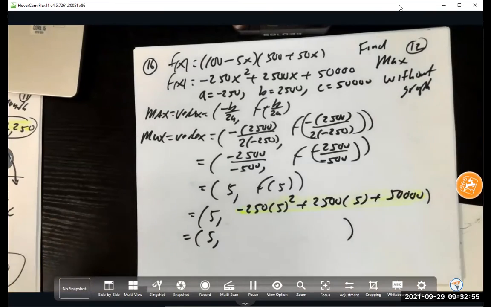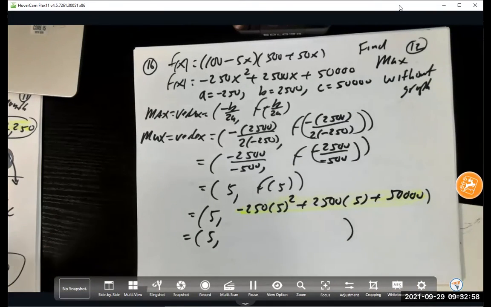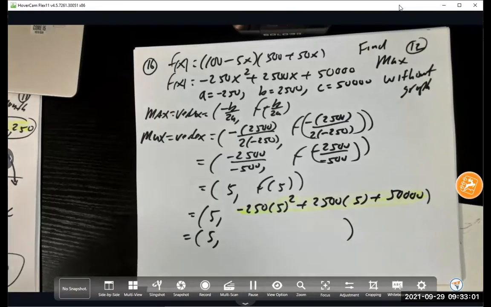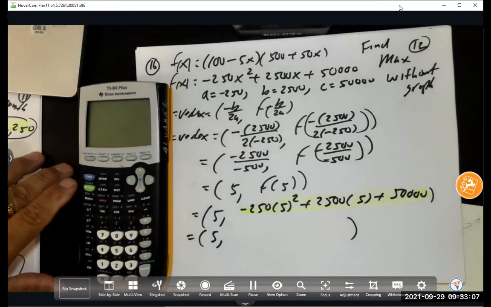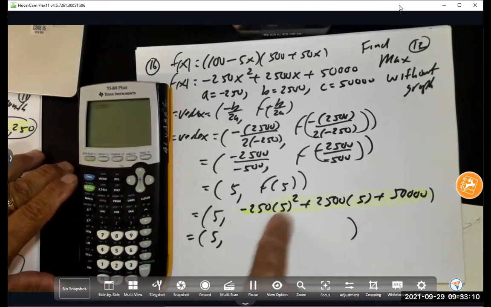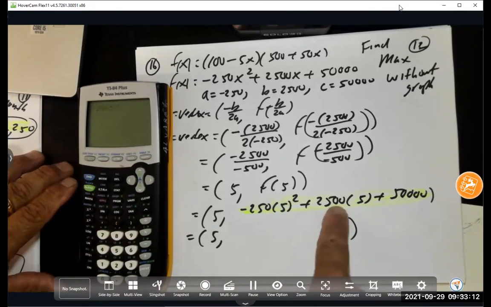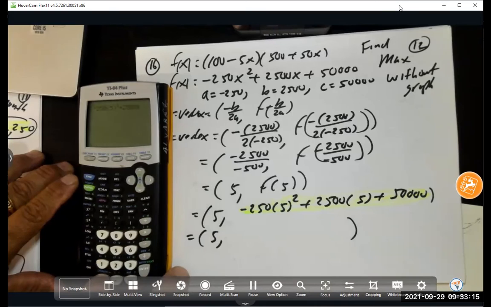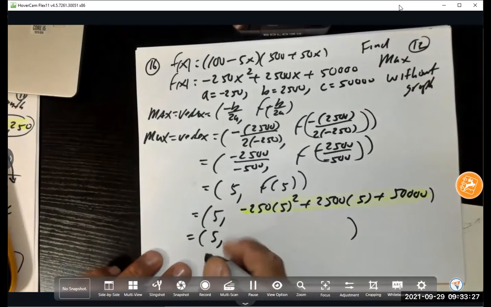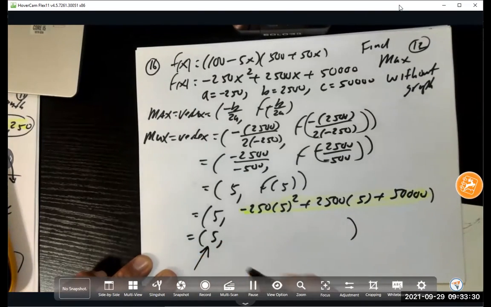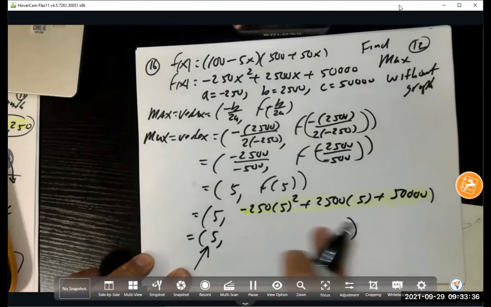Plus 50,000. And I'll do it in mine too. Negative 250 parentheses 5 squared plus 2,500 times 5 again plus 50,000. Okay, then what do you get? So if you tell everybody to give you 5 dollars more, then you're not going to make 50,000 anymore. How much are you going to make now? Give me a number you got right here.